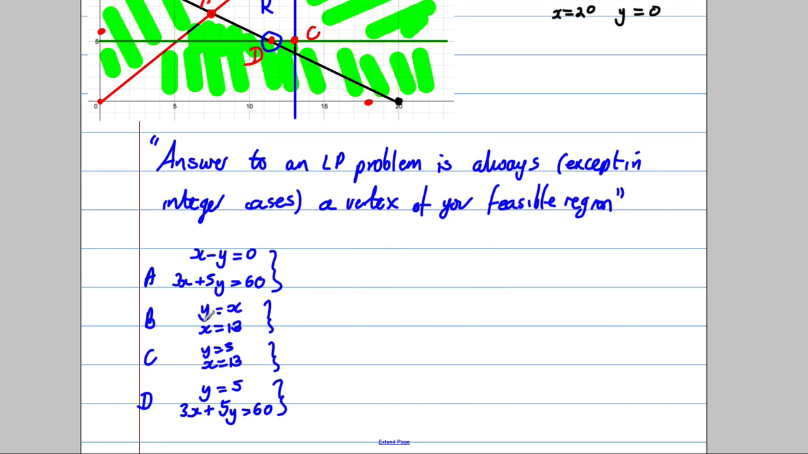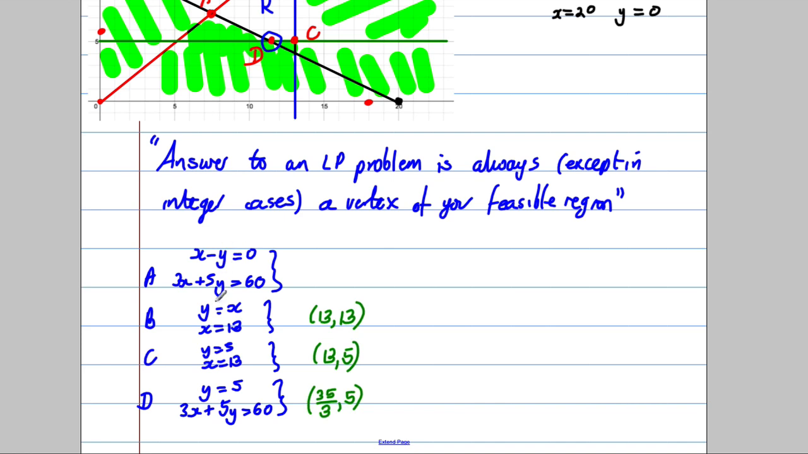Now, some of them are easy. This one here, when x is 13 and y is x, that must mean that x and y are 13. So that coordinate there is clearly (13, 13). Where x is 13 and y is 5 intersect is clearly the coordinate (13, 5). Now here it tells you y is 5, so you can put that straight in here. So you would get 3x plus 25 is 60. So 3x must be equal to 60 subtract 25, and 60 subtract 25 is equal to 35, so x must be 35 over 3. So this one must be (35/3, 5).